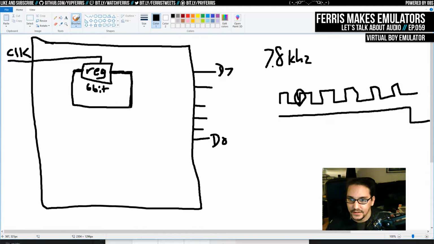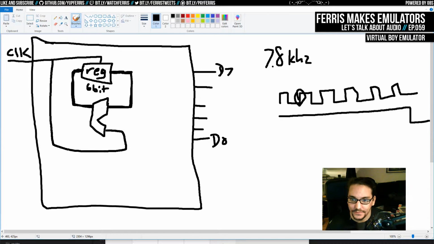So if we have just feedback like this, not much is going to happen. It's just going to feed back into there. But we can do something interesting here. We're going to put in an adder. And this adder, which I'm going to draw kind of like this, kind of like shorts. This is a 6-bit adder, and we're going to route the clock to this too.